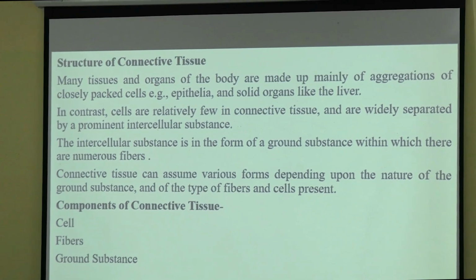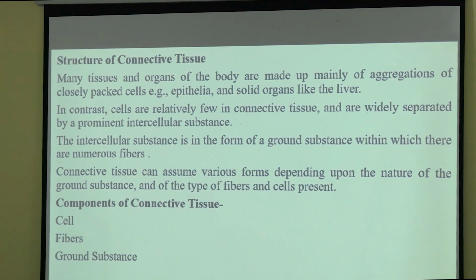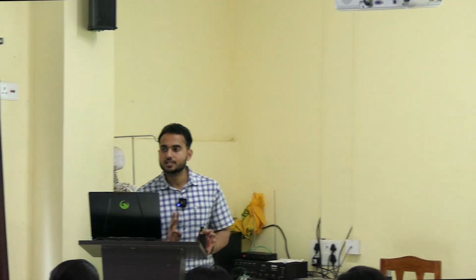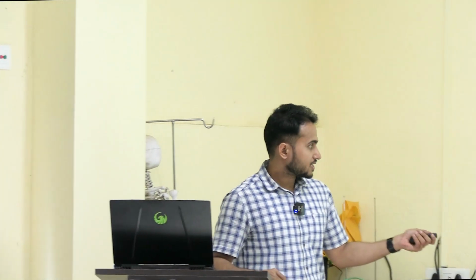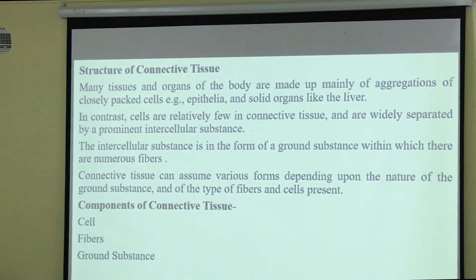Now, if you want to study the structure of connective tissue, there are three components of the connective tissue. What are the three components? Cells, fibers and ground substance. As you can see, cells, fibers and ground substance. These are the components of connective tissue.